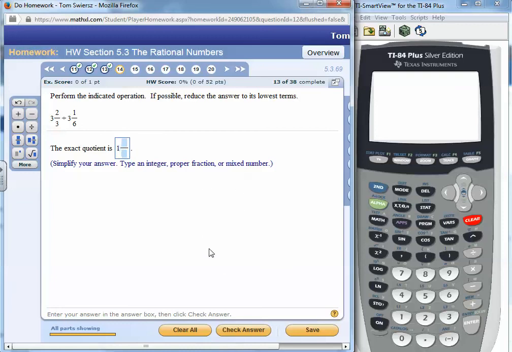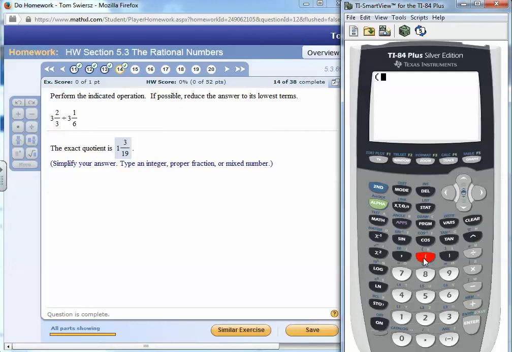The numerator was 3. Denominator is 19. Okay, on the calculator, you can just go ahead and enter it as a mixed number using the fraction, right? You can go ahead and put in alpha F1. A mixed number is number 2. 3 2/3.